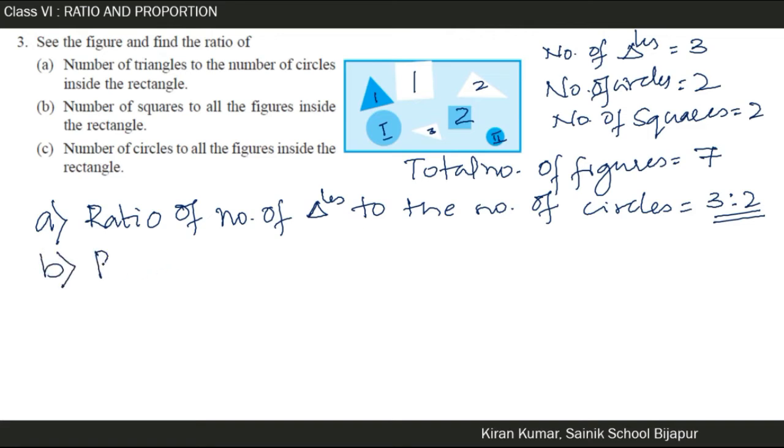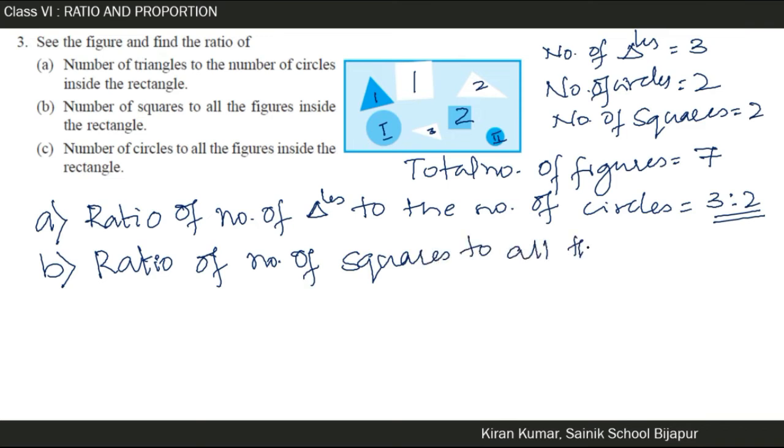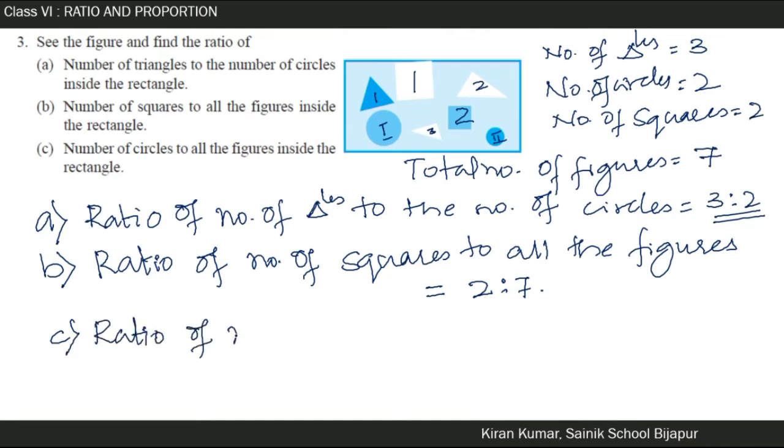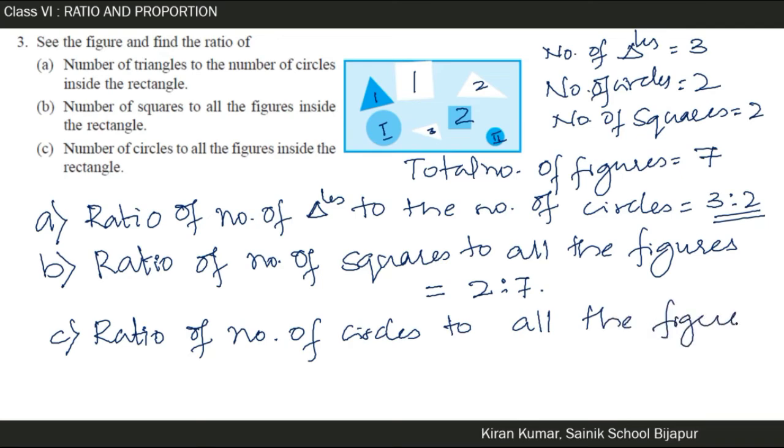In the second, we need to find the ratio of the number of squares to all the figures. This will be equal to 2:7. In the third is the ratio of the number of circles to all the figures. This will be equal to again 2:7.